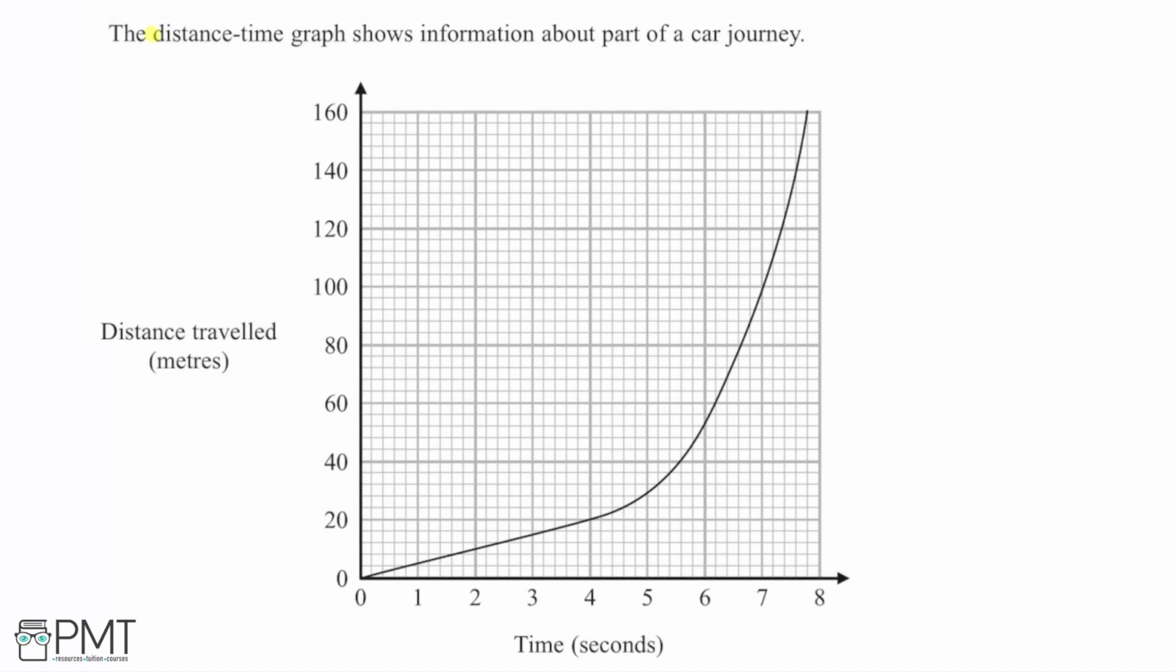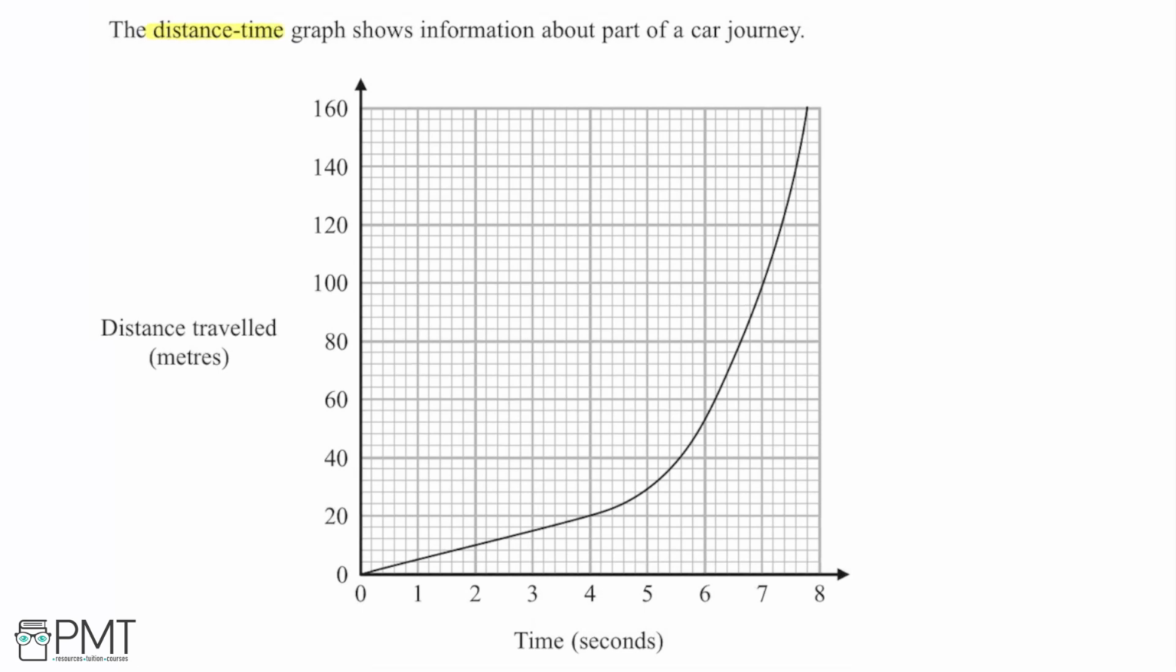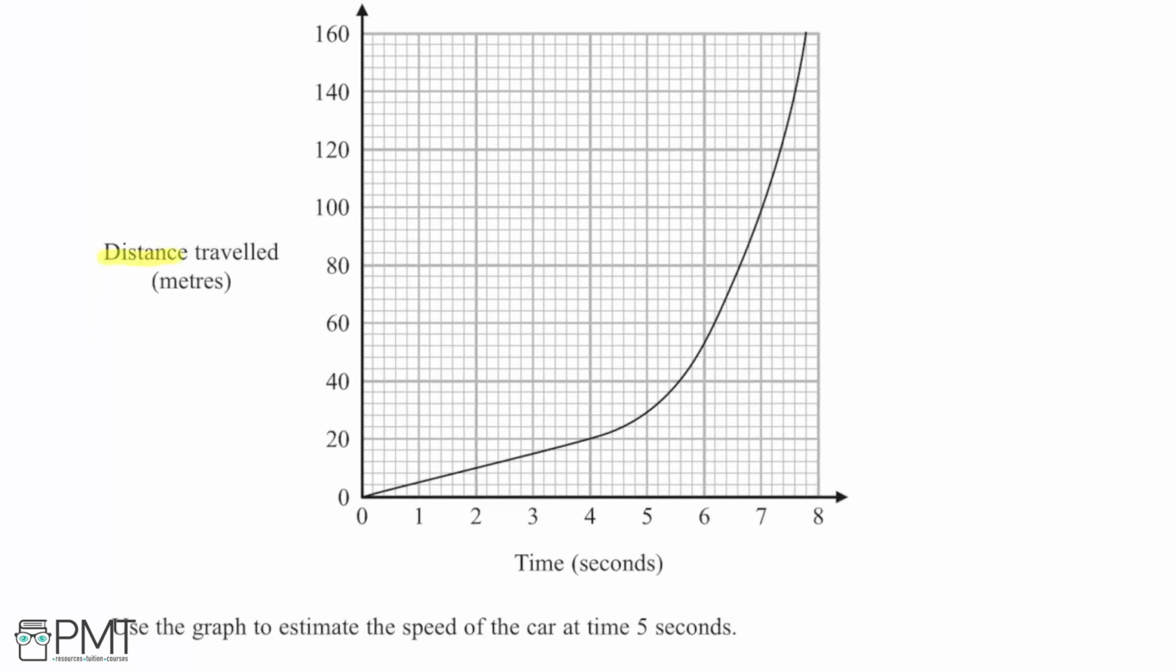So here we have a distance-time graph which shows information about part of a car journey. On the y-axis we have the distance travelled by this car, and on the x-axis we have the time in seconds. We want to use this graph to estimate the speed of the car at the time 5 seconds. I can already see this relationship between distance and time and how it might give me speed.